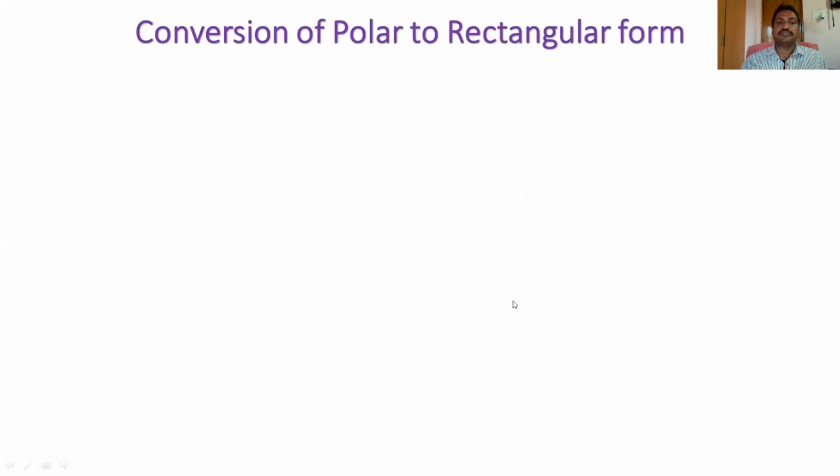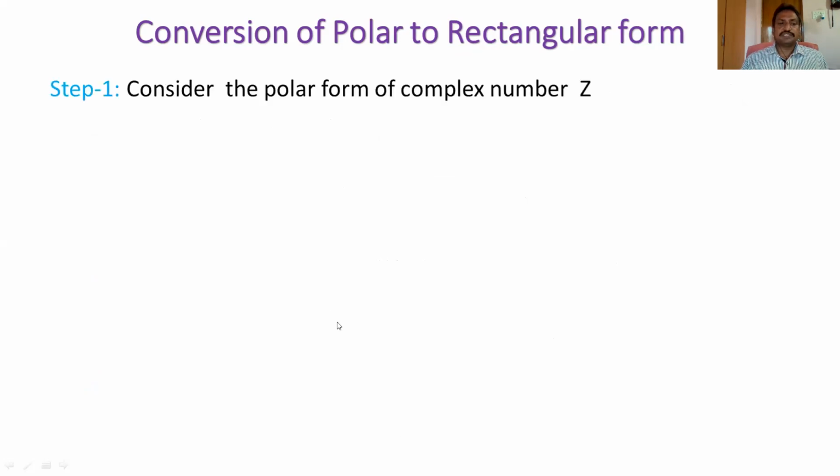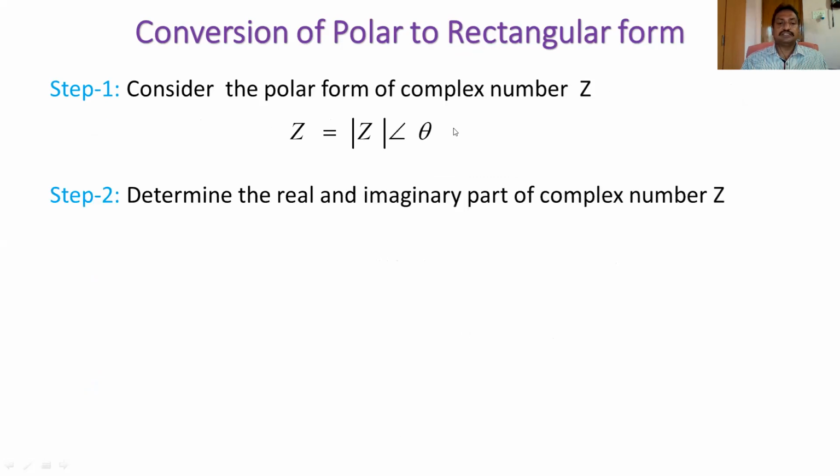Next, conversion of polar to rectangular form. Here also we follow the steps. First, consider the polar form of the complex number. Z is equal to magnitude of z at an angle theta. Then we want to evaluate the real part and imaginary part of this z.